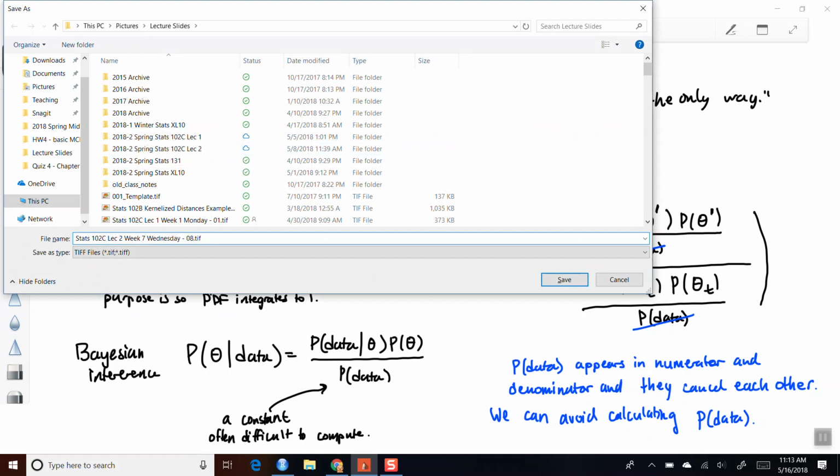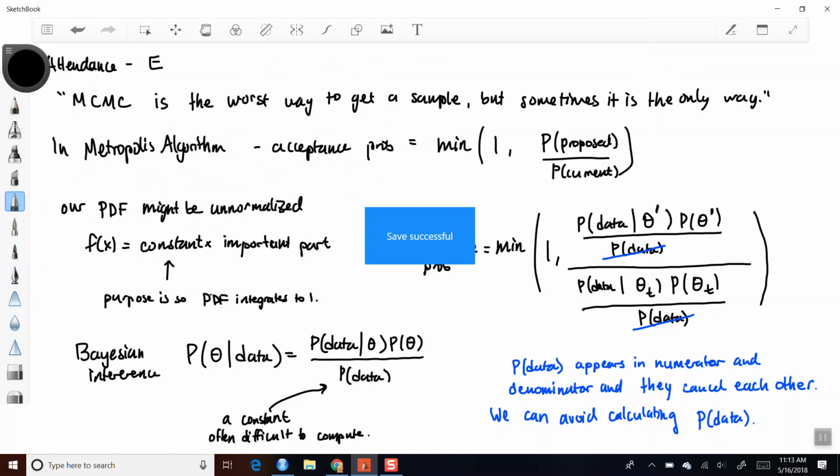A big part of a lot of these methods is that we've avoided calculating p data, which is a very difficult task for many different applications. Okay, so we only have to figure out the likelihood times the prior probability, which is a big advantage to us.